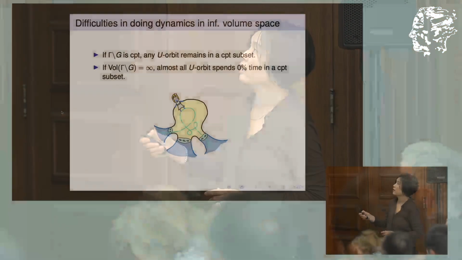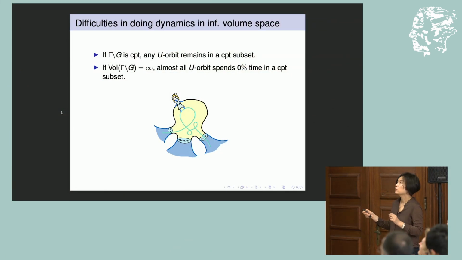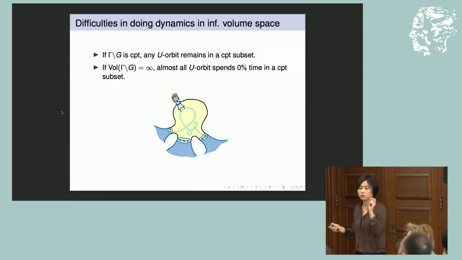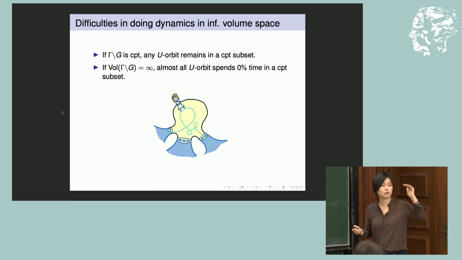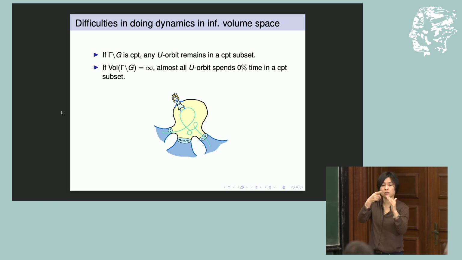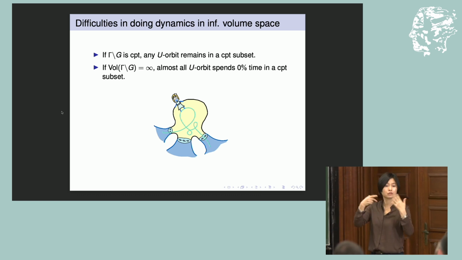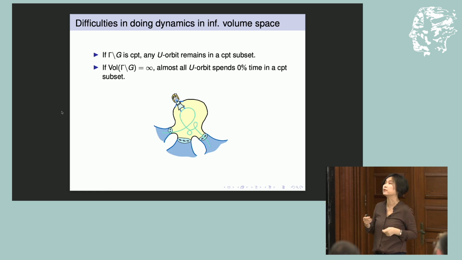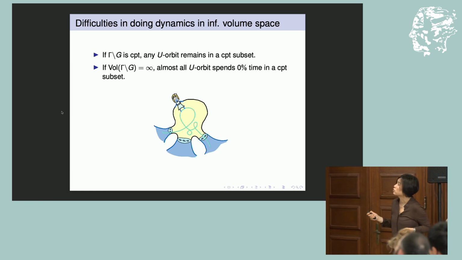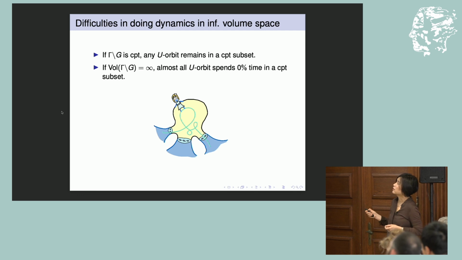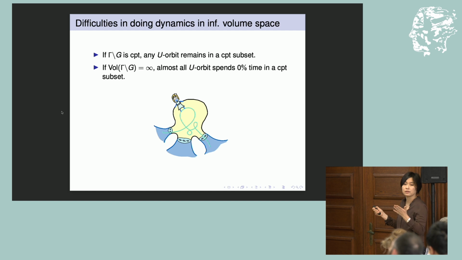The difficulty in doing dynamics in the infinite volume case is this. Suppose my entire world is compact, okay? So I have some U orbit, and we want to understand the closure of the U orbit, which means we want to understand where it accumulates, because the closure is the set of all accumulation points. If this is compact, then any U orbit remains in a compact subset because your entire world is compact.